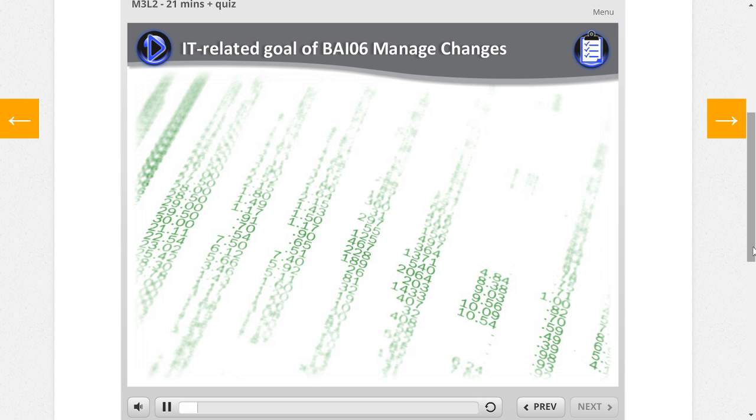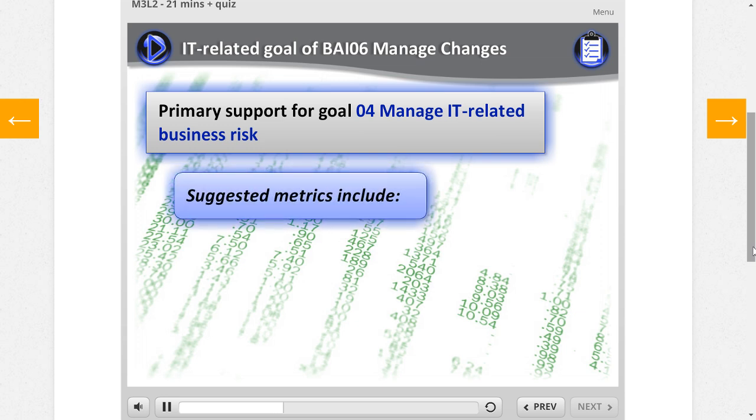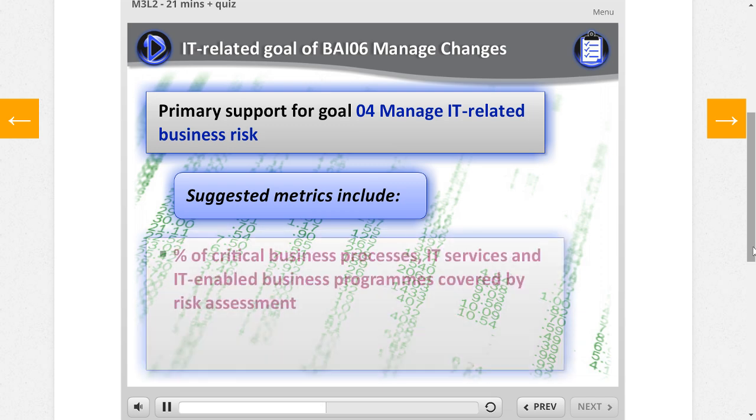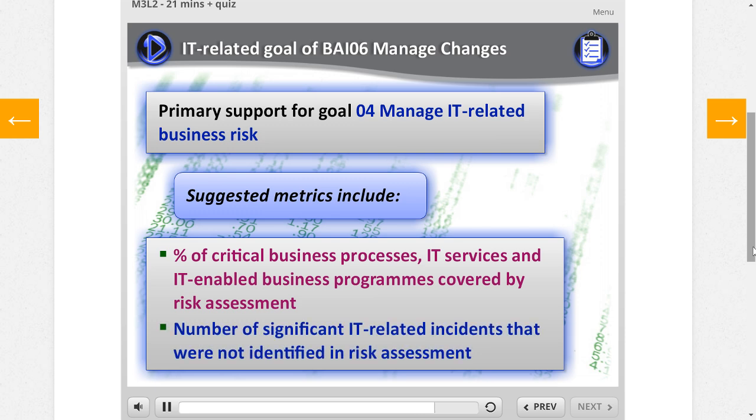The first IT-related goal of the Manage Changes process is 04. Manage IT-related business risk. 4 example metrics are given for this goal. 2 of them are % of critical business processes, IT services, and IT-enabled business programs covered by risk assessment. Number of significant IT-related incidents that were not identified in risk assessment.